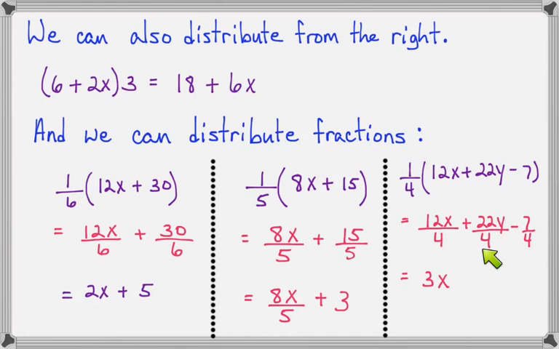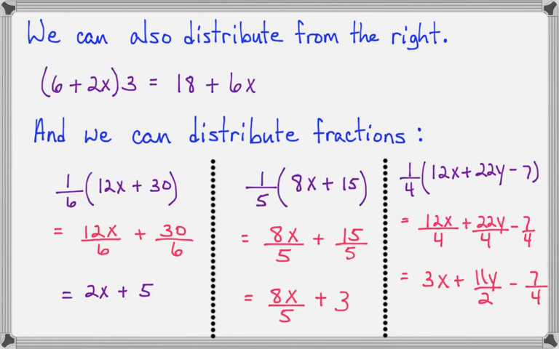Both of these can be divided by 2. So if I divide them by 2, the 22 divided by 2 will give us 11y, and in the denominator, 4 divided by 2 will give us 2. And then for the last fraction, 7/4 will not simplify at all, so it just stays 7/4. And that's all there is to that one.